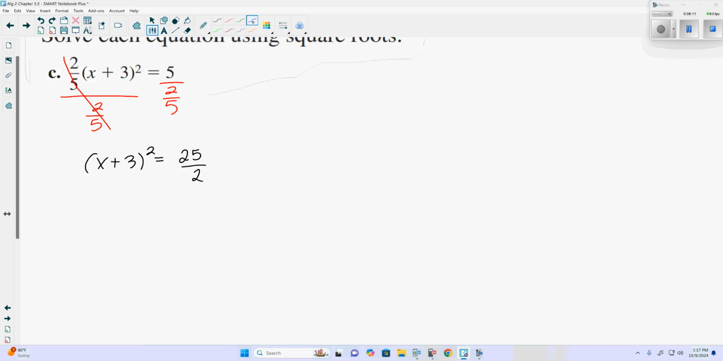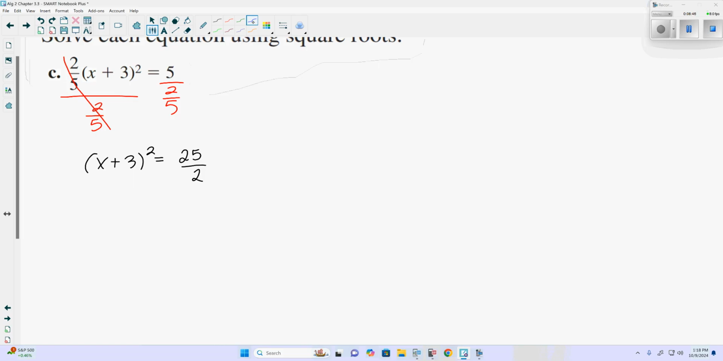Is the term being squared by itself? So what's with that term being squared? So the plus 3 is there, yes, but it's actually a part of the term being squared because our whole term that's being squared is the x plus 3. Because that whole term is being squared, we don't have to mess with the plus 3 yet. Does that make sense? Because that whole thing's being squared, so it is by itself.